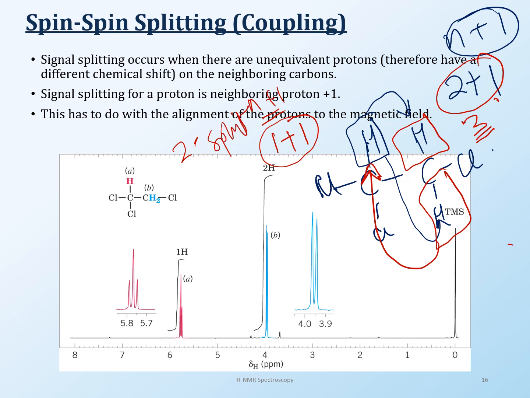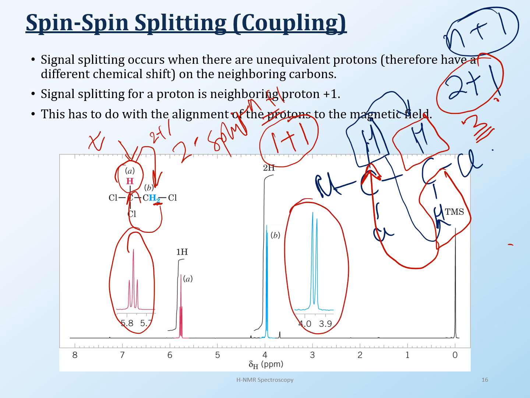Okay, so again, let's look at this one now. So the actual spectrum and now the actual molecule, because right now it's just showing you everything. Anyway, so H is looking at 2 protons, so 2 plus 1. This is going to give you a triplet now, because it's looking at 2 plus 1. So the pink one is a triplet. These 2 are looking at 1 plus 1. It's going to give you a doublet.